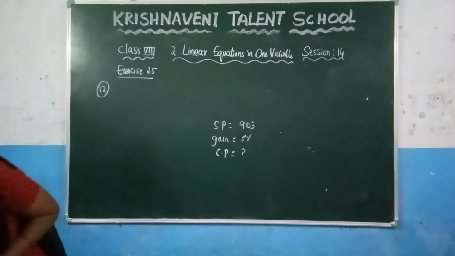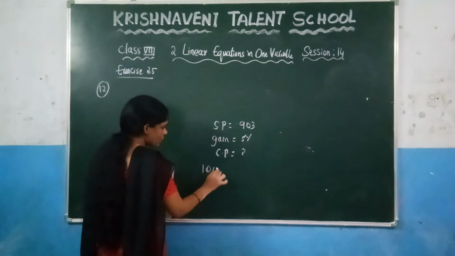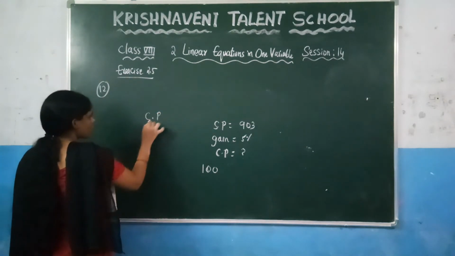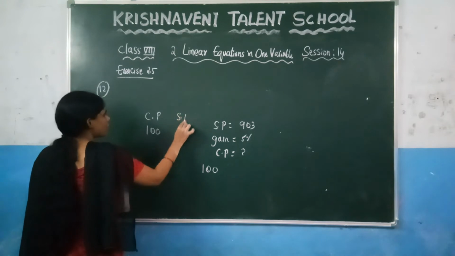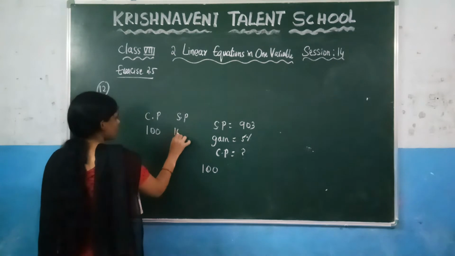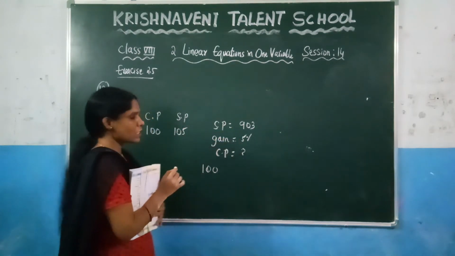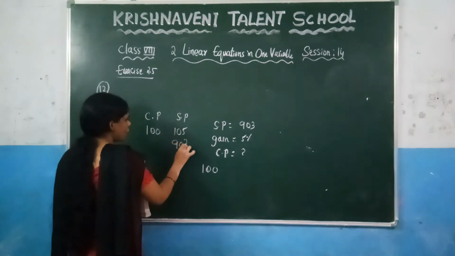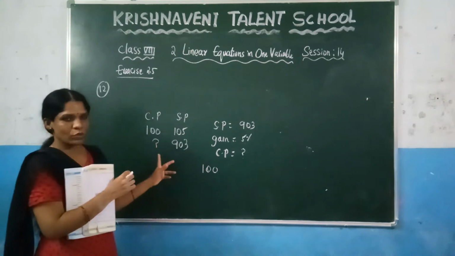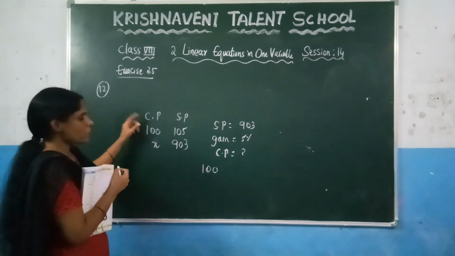So here, let us consider the cost price as 100. You know this method, right? Let us consider the cost price as 100. Then what will be the selling price if you got 5% as gain? The selling price is nothing but 105. Now they have given the selling price, which is 903 rupees, and you need to calculate the cost price. We don't know it, so let us consider it as X. We need to find the cost price of the radio.